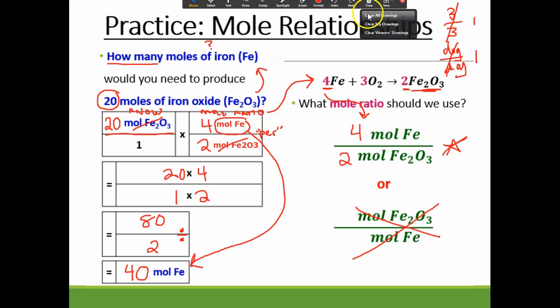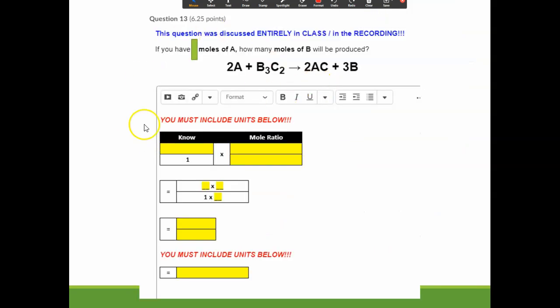All right, so go ahead and make sure you understand that problem because this will help you with your next exam problem. So taking a look here, it says if you have blank moles of A, how many moles of B will be produced? This is a number, so this is what you are starting with. This is your known, and so that is what you should be filling in first.